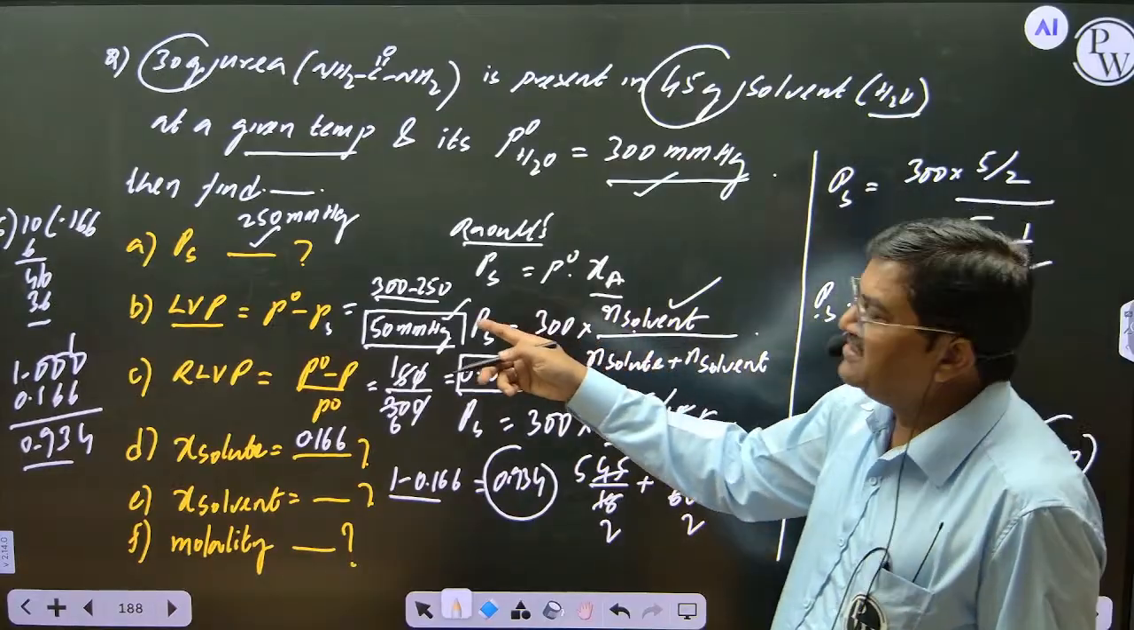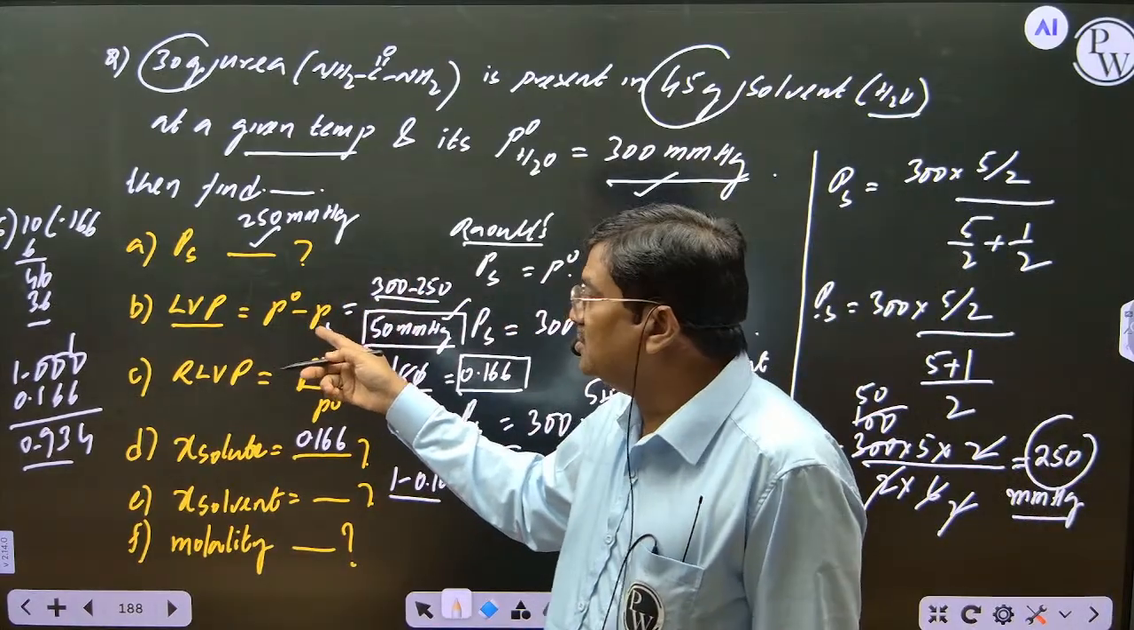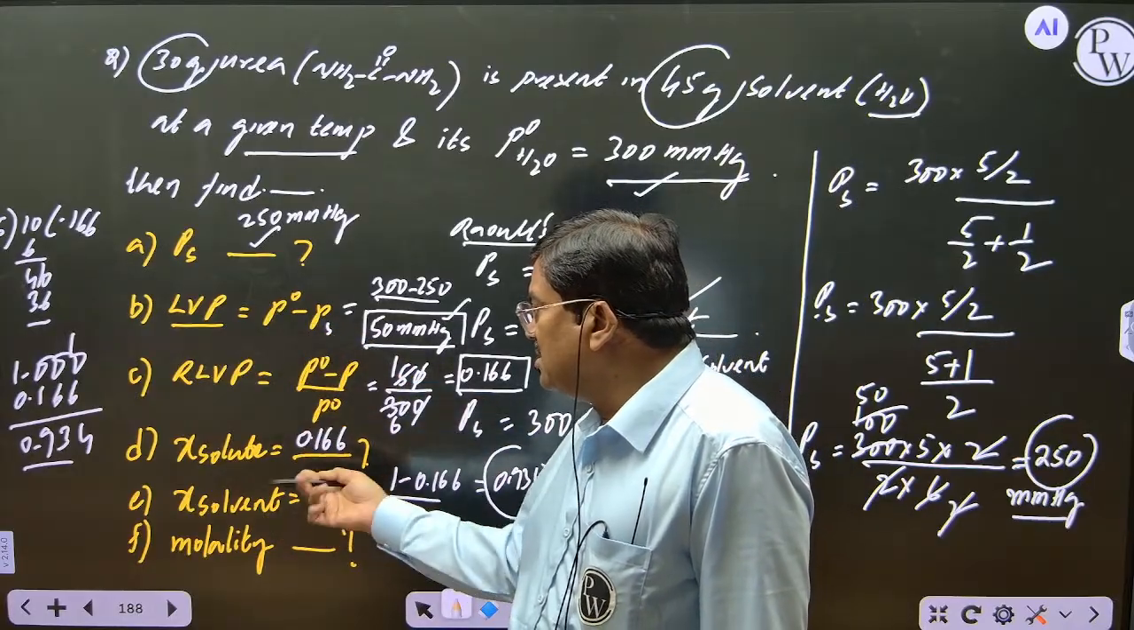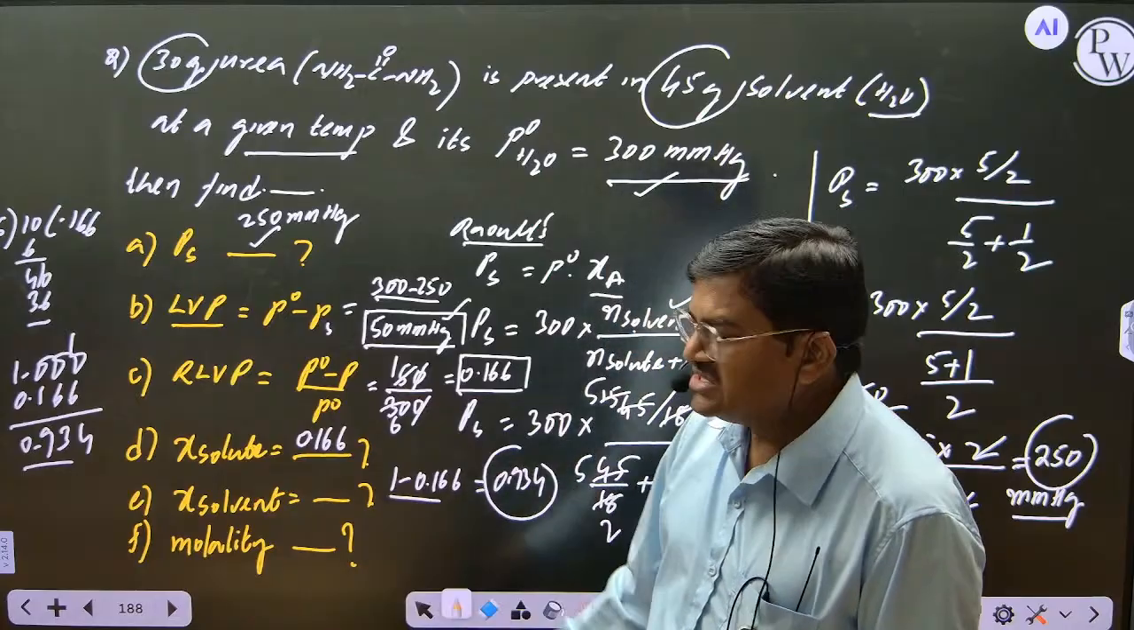See, 5 parts we are finding: vapor pressure of solution, relative lowering of vapor pressure, lowering of vapor pressure, and RLVP will be the same as the mole fraction of solute.